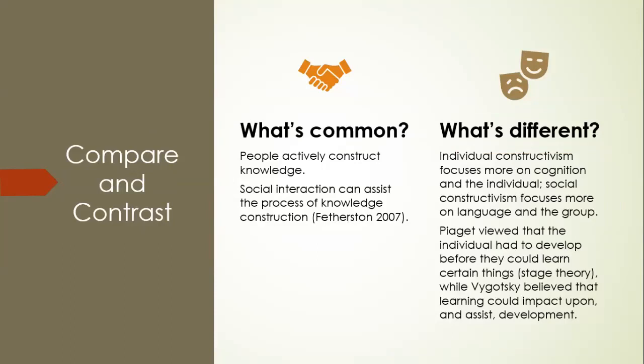If we compare these two types of constructivism, we can see some commonalities and differences. Among others, both of them believe that people actively construct knowledge, and social interaction can assist the process of knowledge construction. The differences lie in the fact that individual constructivism focuses more on cognition and the individual, while social constructivism focuses more on language and the group. Piaget viewed that the individual had to develop before they can learn certain things according to his stage theory, while Vygotsky believed that learning could impact on and assist development.